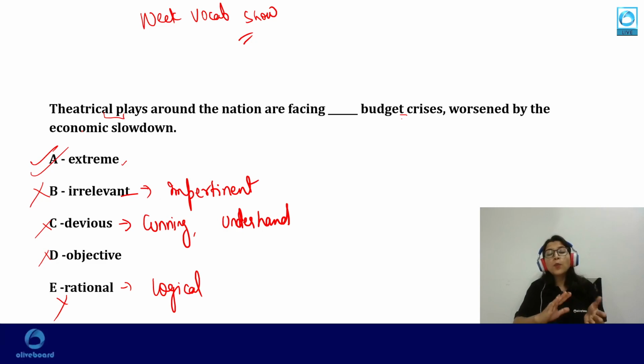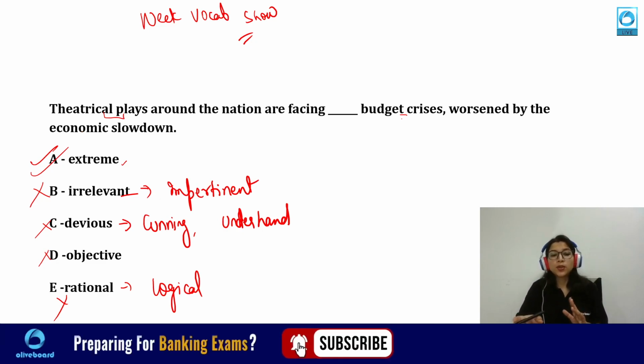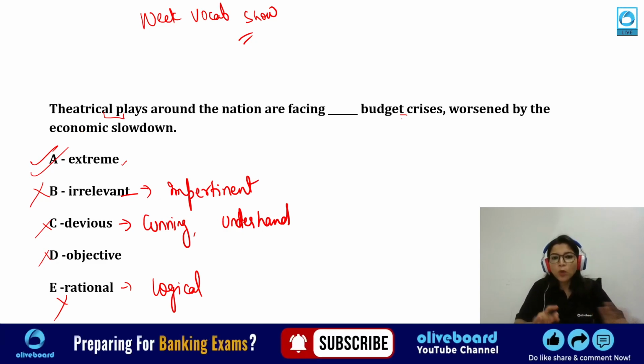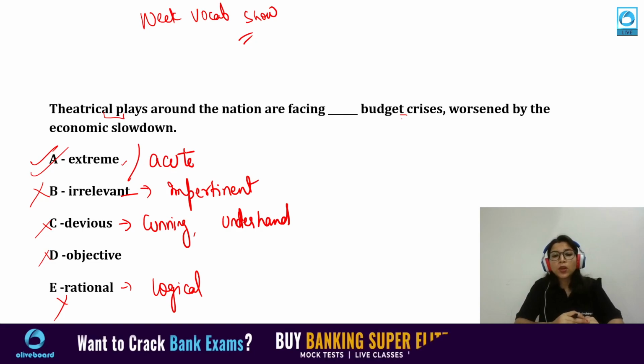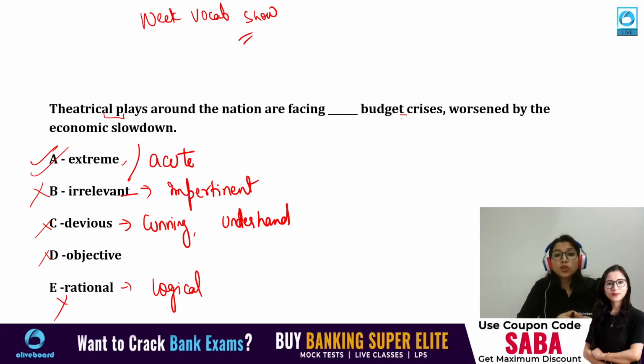Now, what are the possible synonyms that can be used here? See, extreme is given. It's a basic word. I hope most of you would have solved it. But instead of extreme, the examiner could have used the word acute also. Acute budget crisis, extreme budget crisis. Okay.